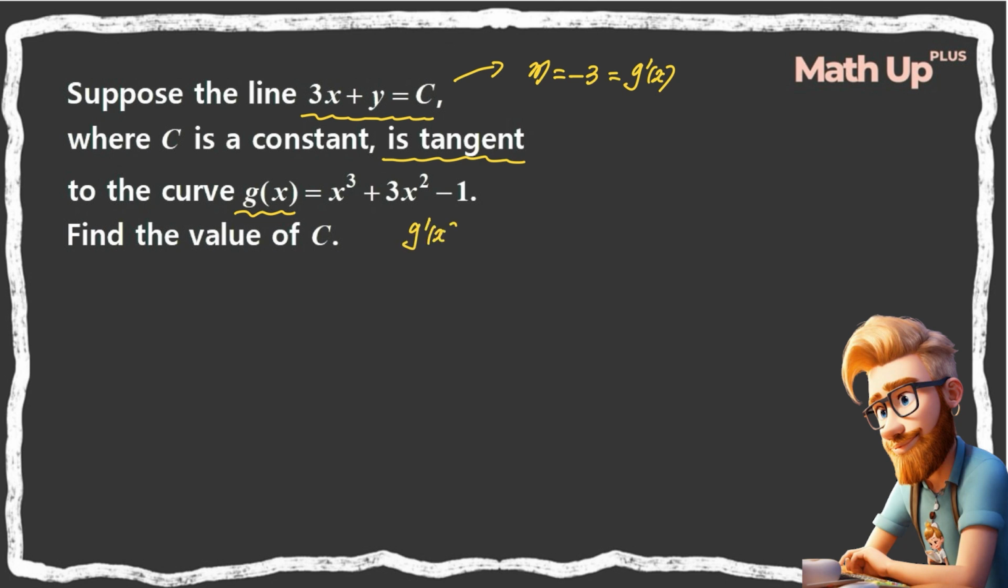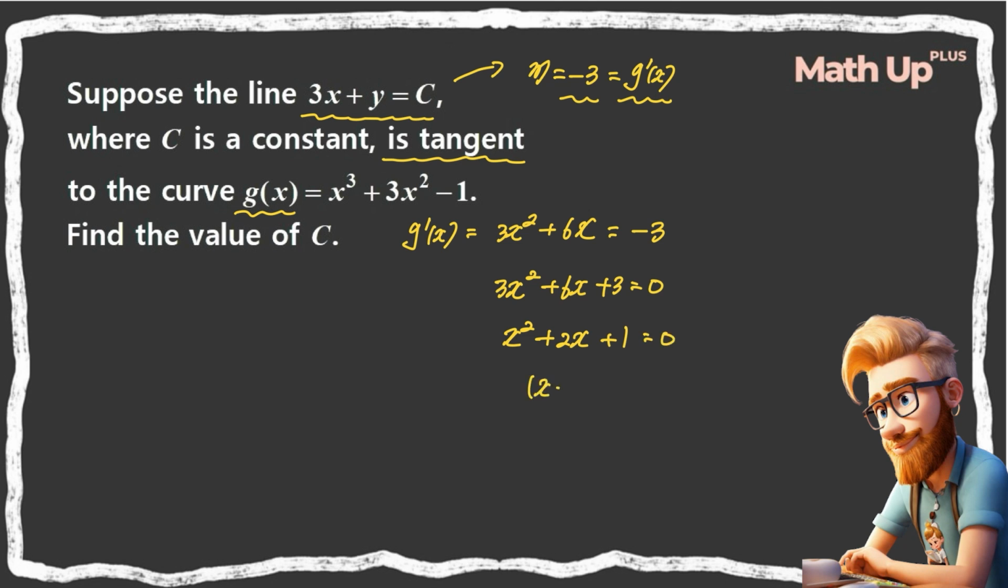g prime of x is equal to 3x squared plus 6x, and that is equal to -3. So if we solve this equation, 3x squared plus 6x plus 3 is equal to 0. Divide each term by 3: x squared plus 2x plus 1 is equal to 0. If we factor this trinomial, that's x plus 1 squared is equal to 0. So x is equal to -1.